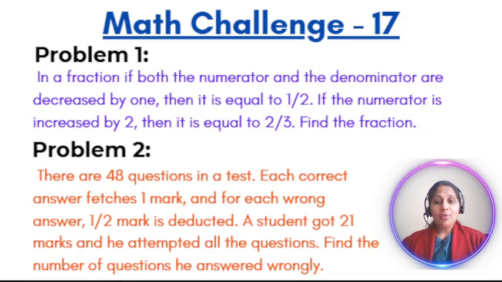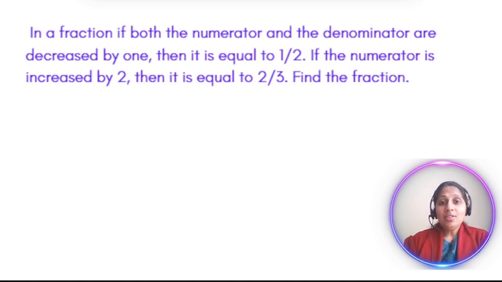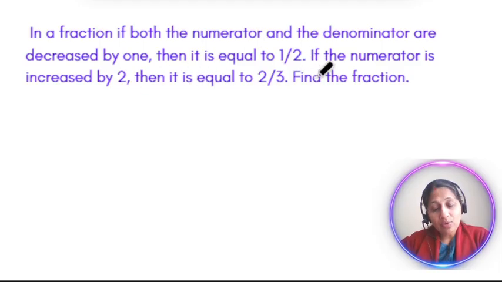So let's begin our math challenge 17, problem number 1. The first problem says, if in a fraction both the numerator and the denominator are decreased by 1, then it is equal to 1 by 2. And if the numerator is increased by 2, then it is equal to 2 by 3.